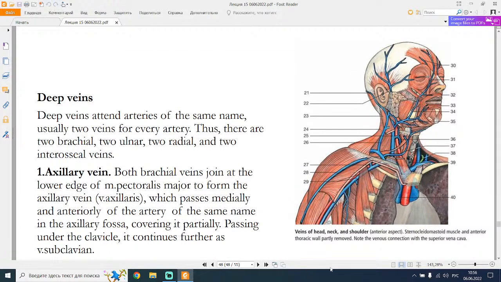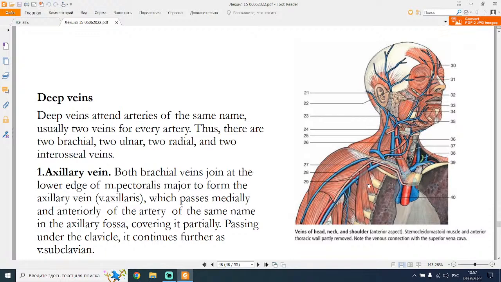Next, deep veins. Deep veins attend arteries of the same name, usually two veins for every artery. Thus, there are two brachial, two ulnar, two radial, and two interosseal veins. This is the axillary vein.